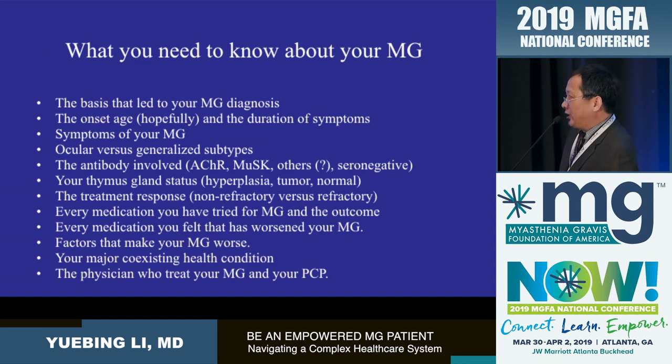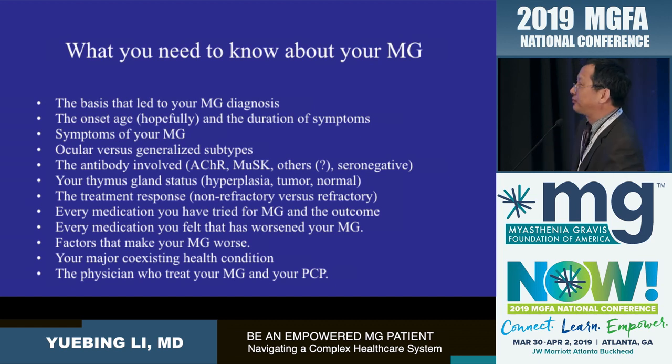You need to really know every medication you have tried for the MG and the outcome, whether it's working, it's causing side effects, or whether it's not working. You really need to know every medication you felt that has worsened your MG, not because it has worsened somebody else's MG. You need to know the factors that may make your MG worse, then you have to try to avoid those. And you need to know your major coexisting health conditions. That include autoimmune conditions or conditions with other organs that may limit your choice of medications. Finally, you need to know the physician who treated your MG a little bit, and you need to know about your family doctor as well.